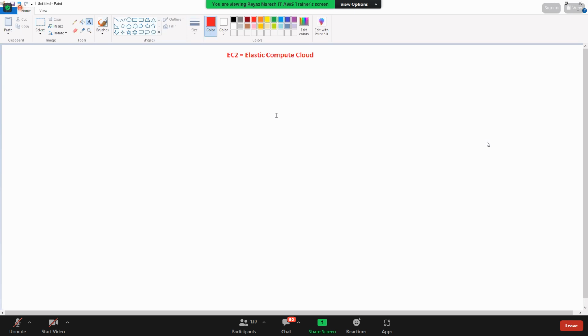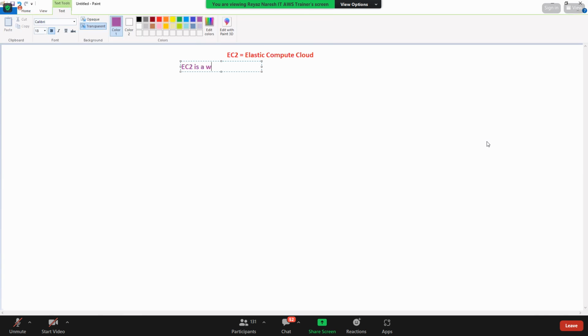What is the meaning of resizable? Can you launch 100 EC2 instances? Yes. Can you launch 1000 EC2 instances? Yes. And let's say all of a sudden you have 4 GB RAM, can you increase it to 60 GB RAM? Yes. So it is resizable, as many as you want. So I'll write it in a simple way: EC2 is a web service from AWS that provides resizable compute services in the cloud. Simple.